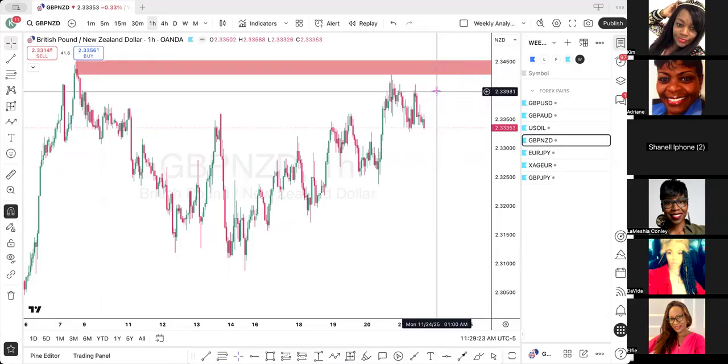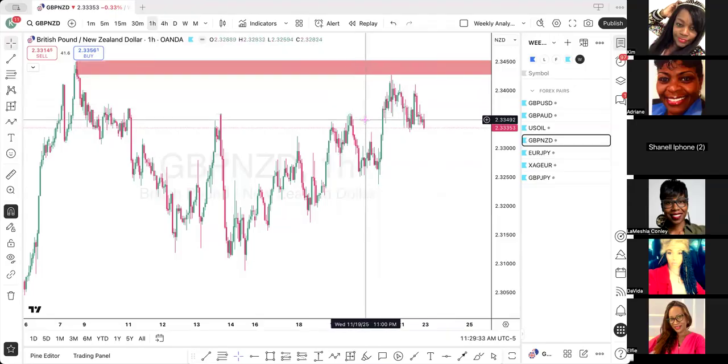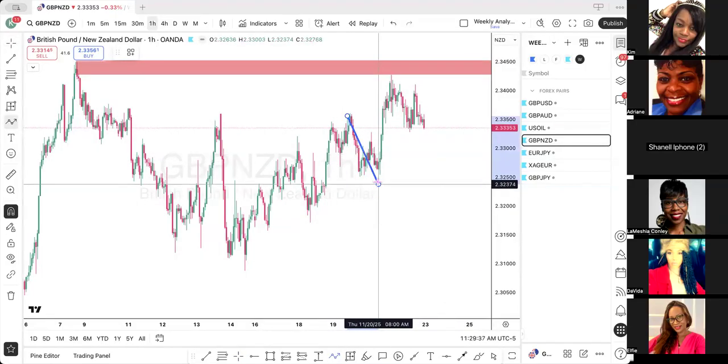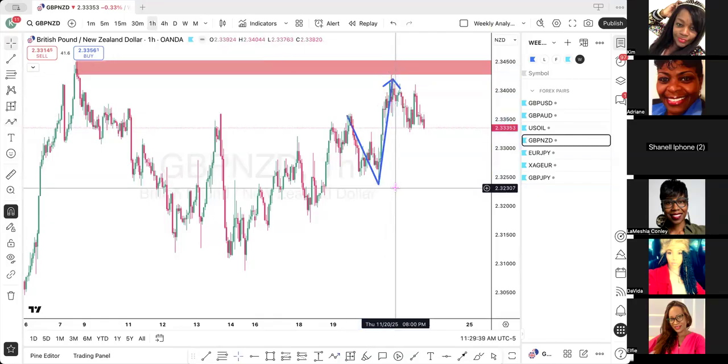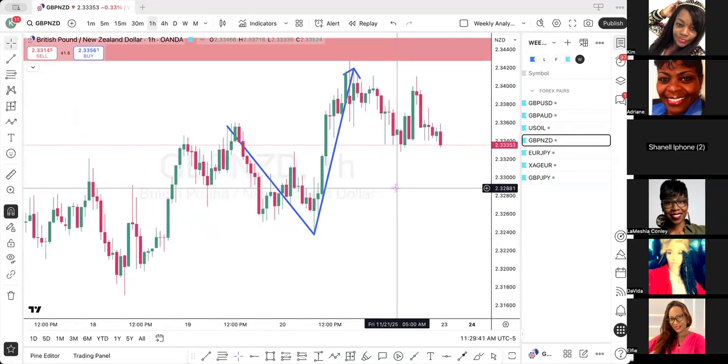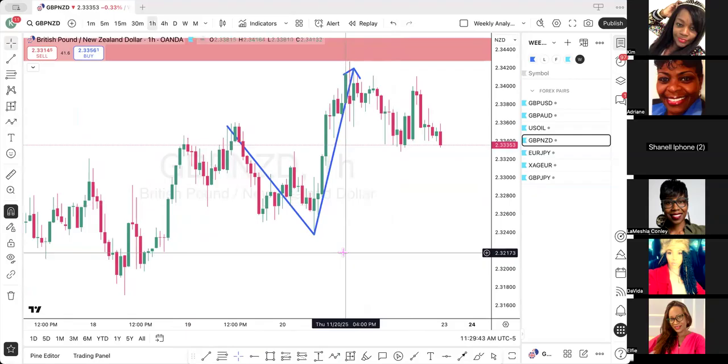I think it's going to buy back up, but I have to let the market show me what it's going to do. But this is the current 1-hour structure. So we have to respect the current structure.